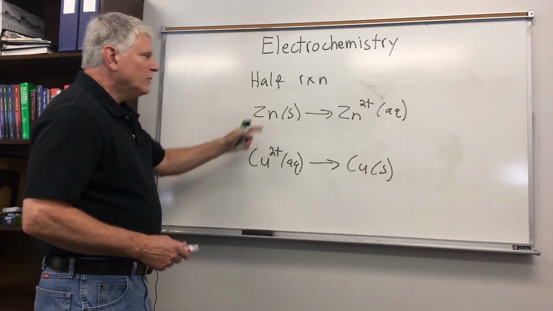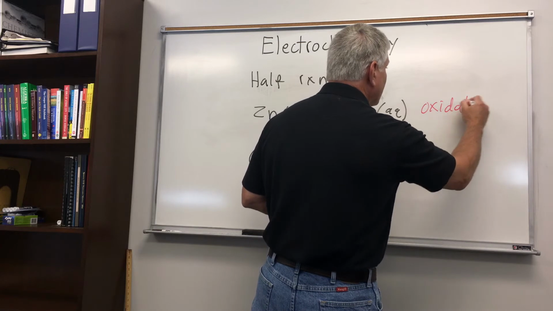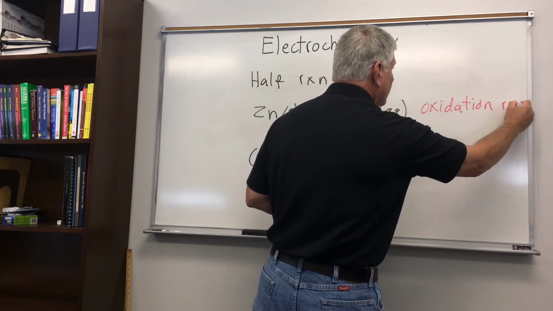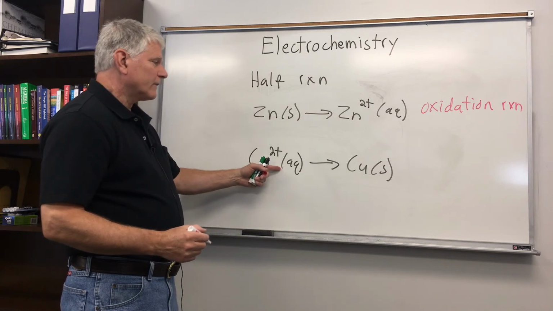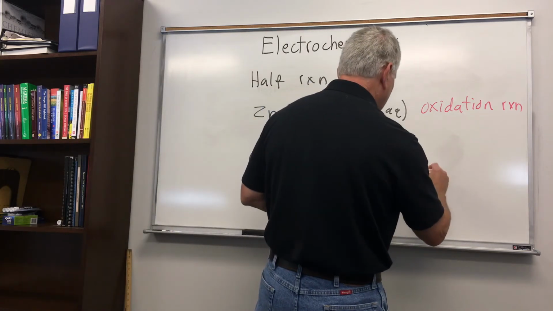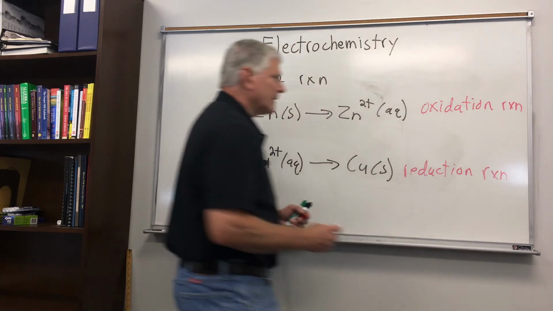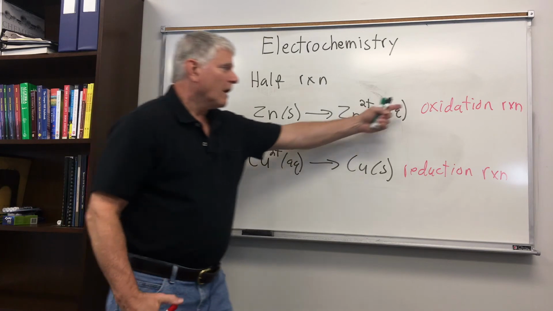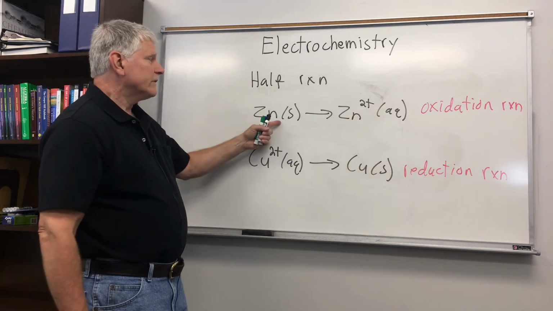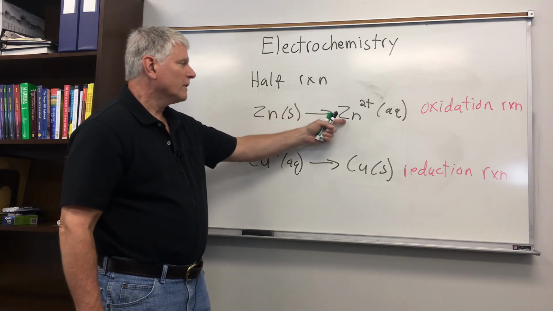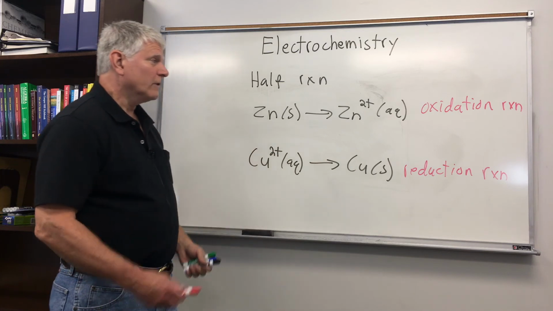And the reaction that loses electrons is called the oxidation reaction. And the reaction that gains electrons is called the reduction reaction. So we have both an oxidation and a reduction. The oxidation is the species that loses electrons. Zinc is losing 2 electrons, and copper is gaining the 2 electrons.